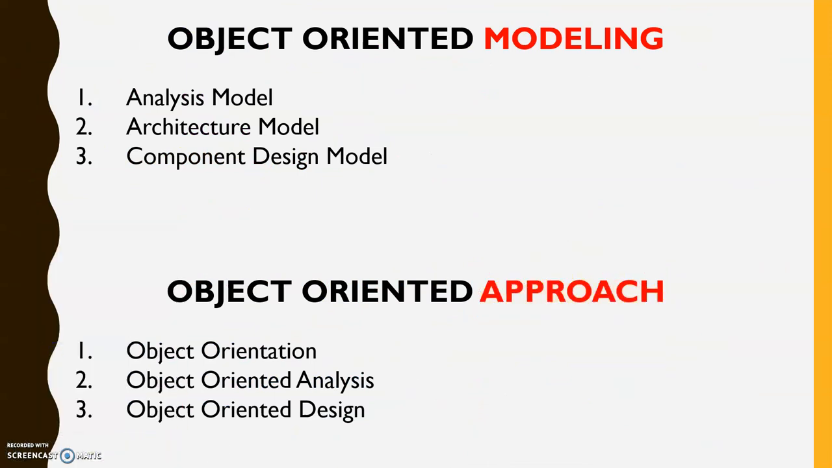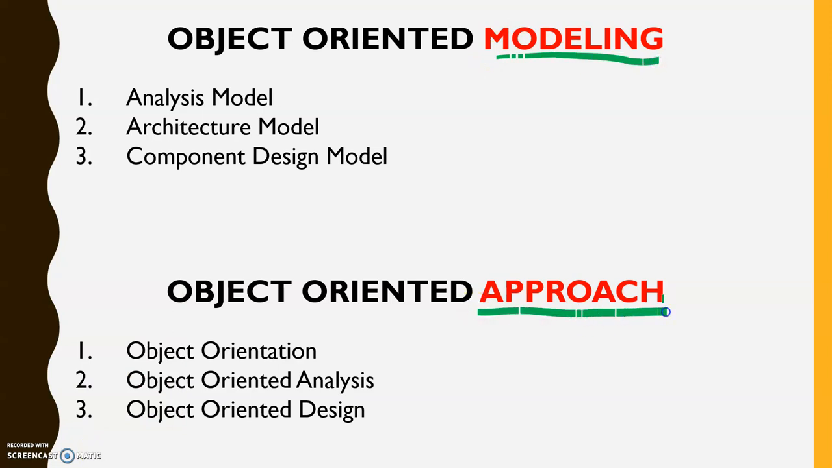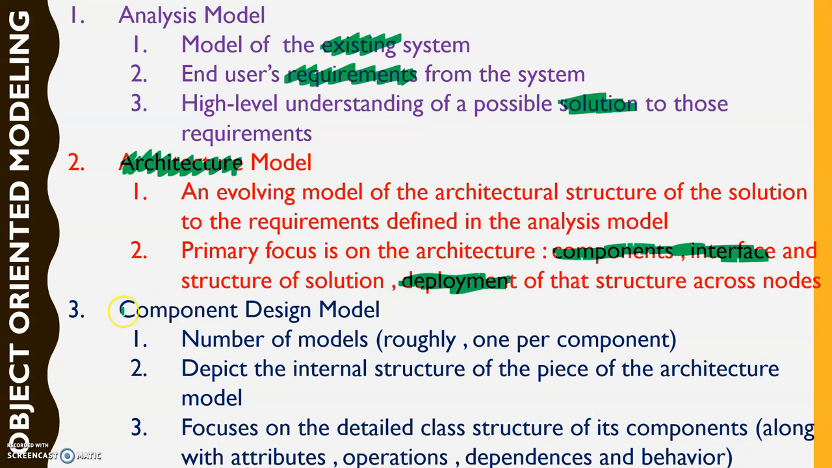When we talk about object oriented, two topics we have. The first is the modeling, then we have the approach. When we talk about modeling, we are just preparing the model. The first is your analysis model, architecture model, component model. In the analysis model, you have to focus on the existing system and the end users' requirements, and based on the requirements, your possible solution, right? When you say architecture, you are talking about all the components, all the interfaces and all the deployment structure. And last is the component model, meaning all the models, the number of pages if we are talking about a website. So each page, each table is your component.